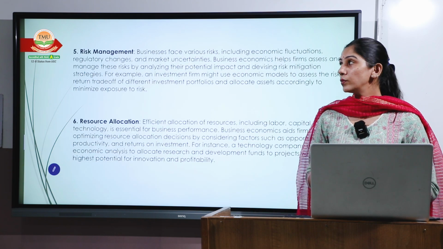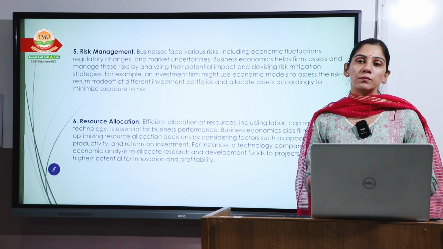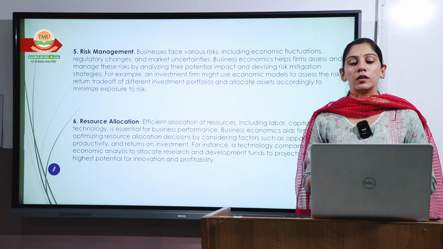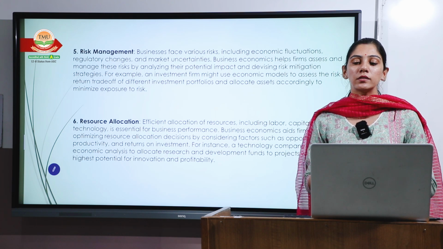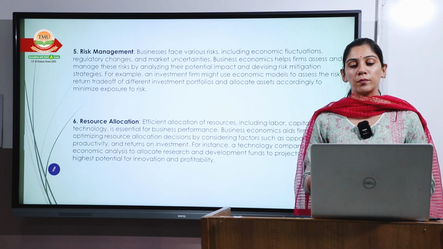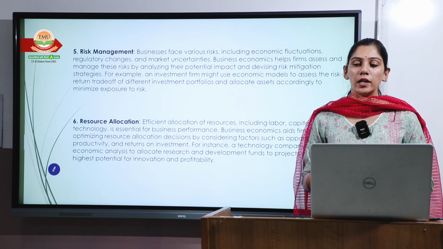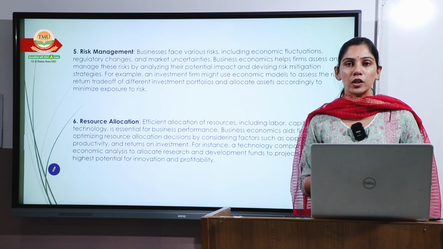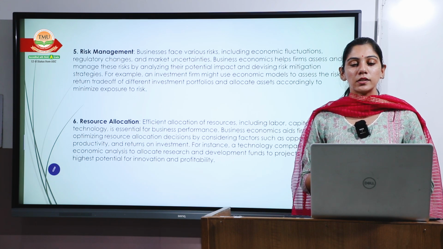Next point is risk management. Business economics helps businessmen to reduce or manage various risks involved in the business. Businesses face various risks including price fluctuations, regulation changes, and market uncertainties. Business economics helps firms assess and manage their risk by analyzing potential impact and devising risk mitigation strategies.